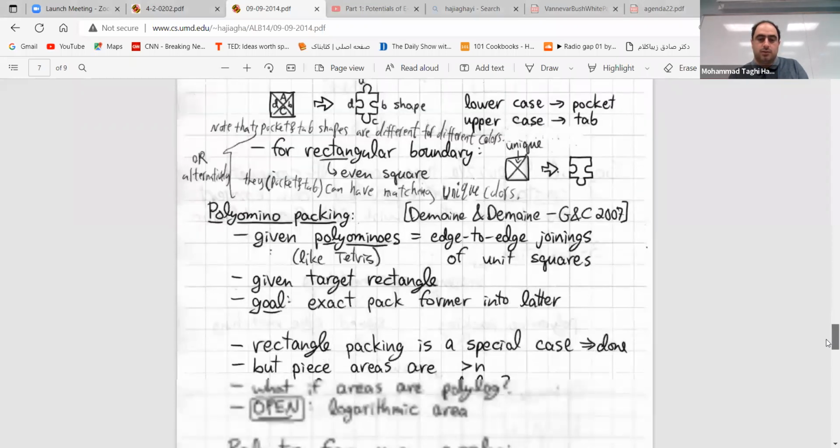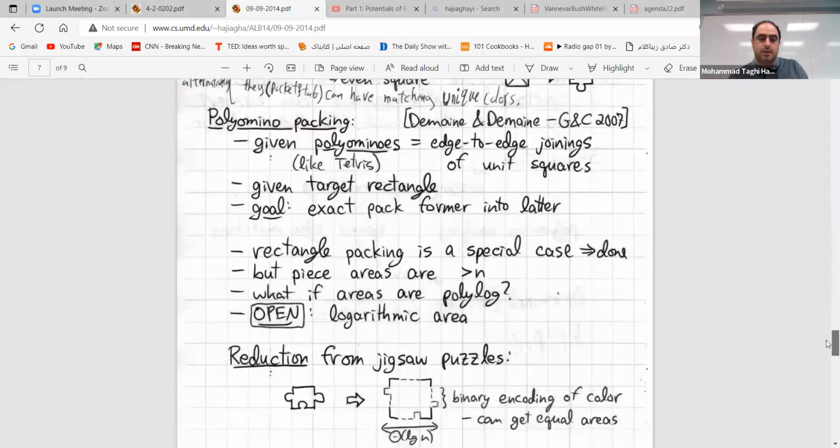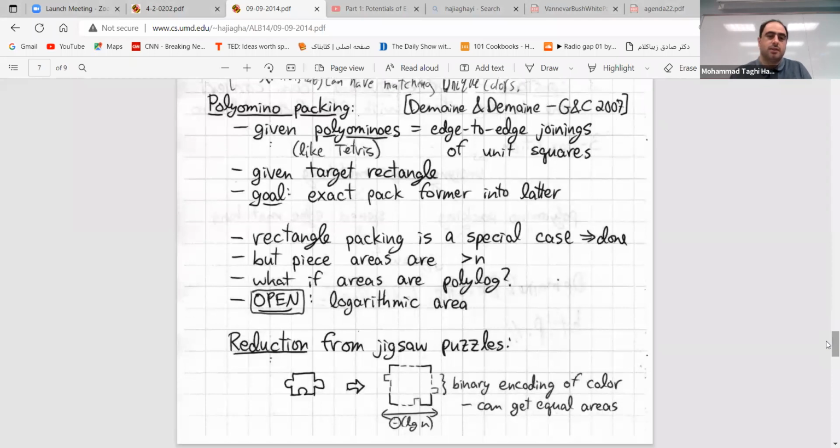Okay, so let's go to the next problem. The next one that we are talking about is called Polyomino Packing. What is Polyomino Packing? I will mention the problem, but here we are giving a reduction from the previous problem, the Jigsaw problem.